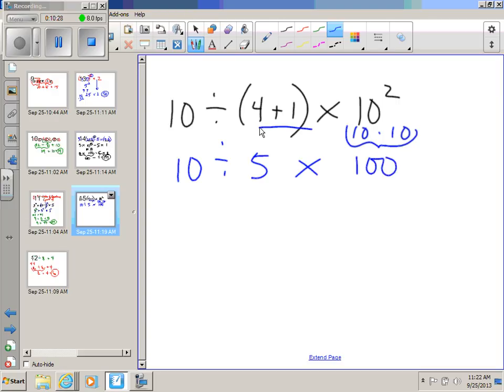So, everything in step 1 is gone. All the parentheses are gone. All the exponents are now gone. So Kayla, step 3 says I should do what first? Because it comes first from left to right, and that's 2 equals 200.